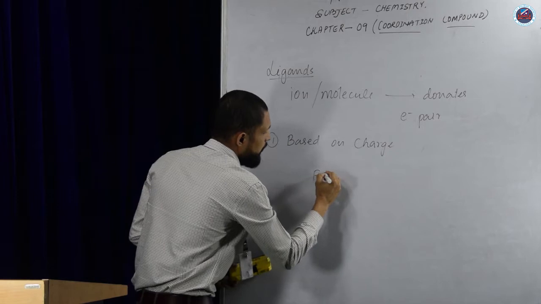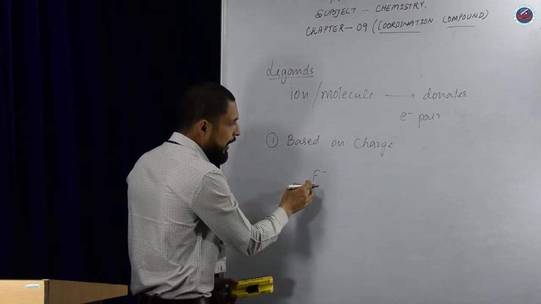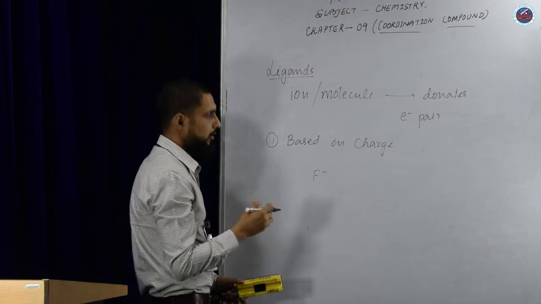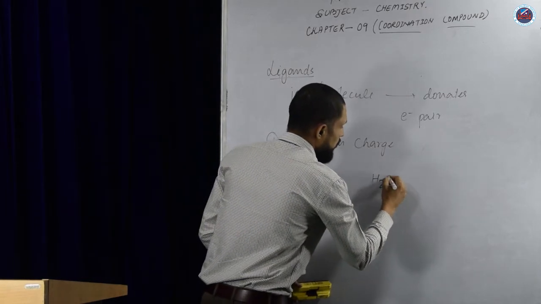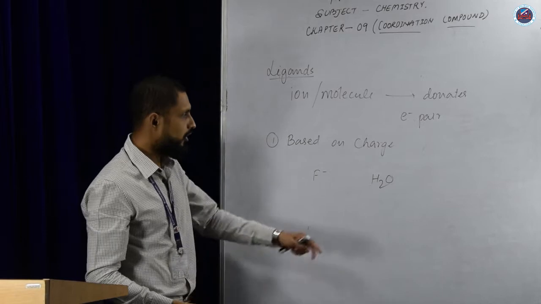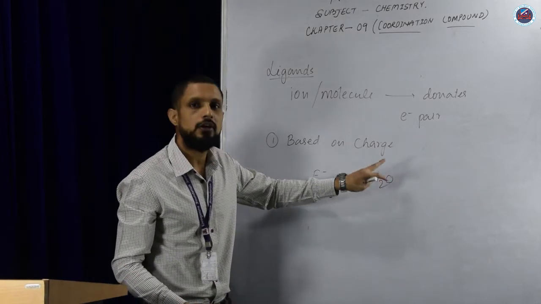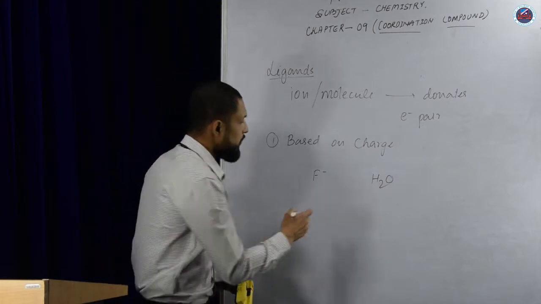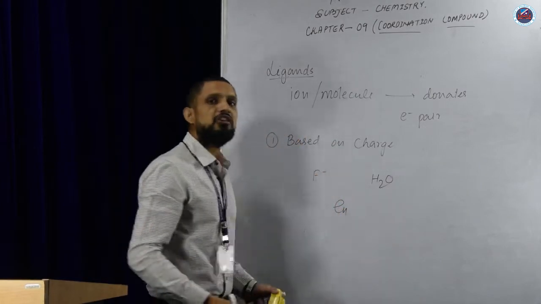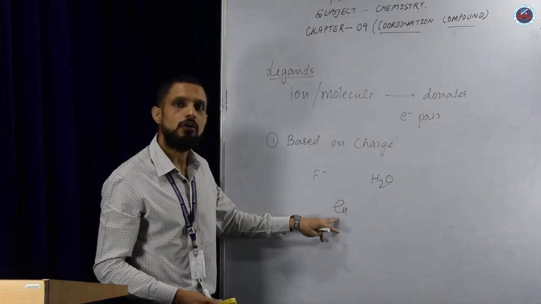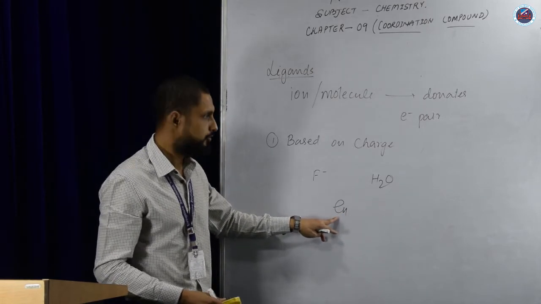Say F negative. So this ligand carries negative charge, so it will come under anionic ligand. H2O, aqua, is known as aqua. So you can see there is no charge, so this will come under neutral ligand. Say en, ethane-1,2-diamine. So there is no charge, so this is also a neutral ligand.